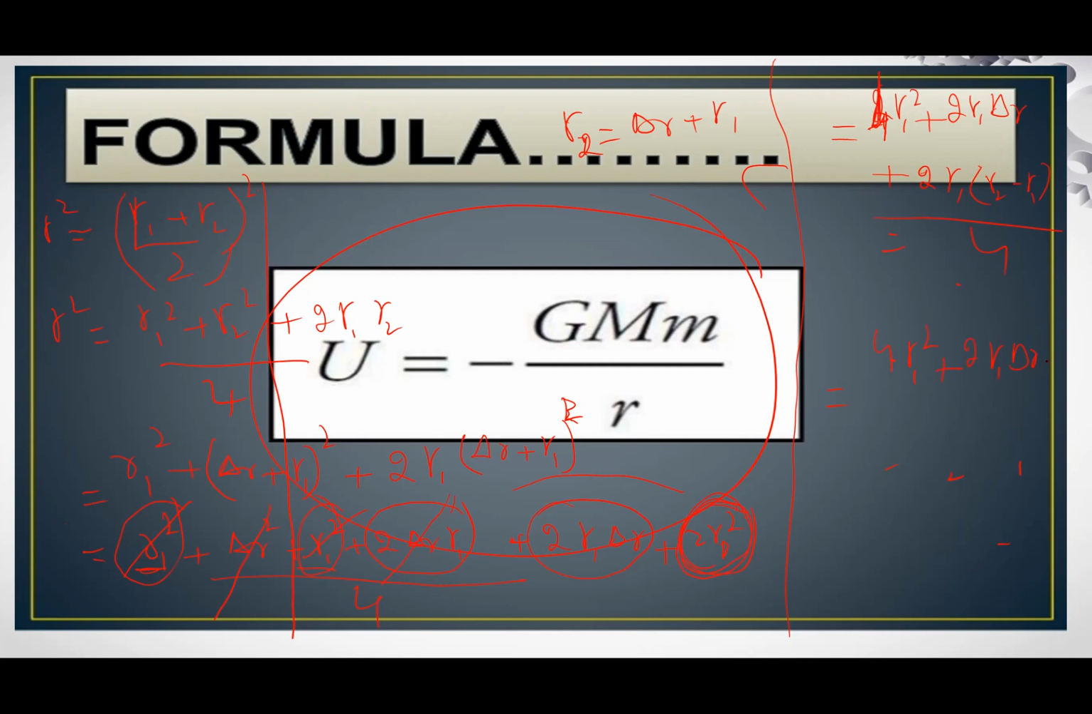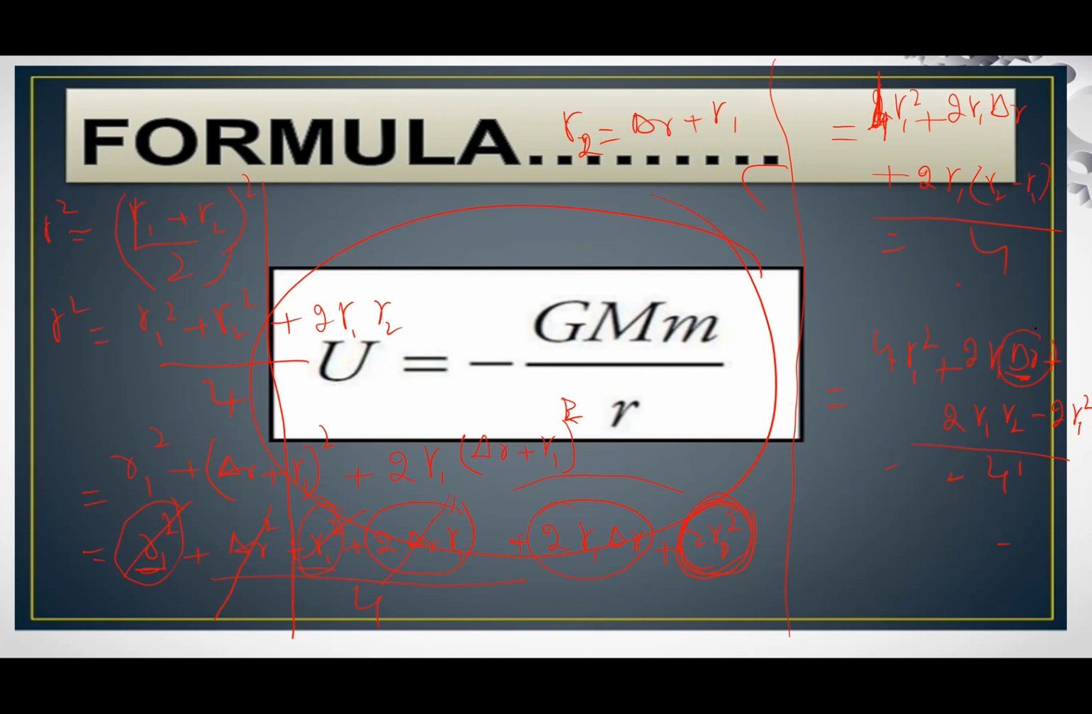2R1 del R plus 2R1 R2 plus 2R1 R2 minus 2R1 square, divided by 4. So do the simplification. Here, put the value of del R.